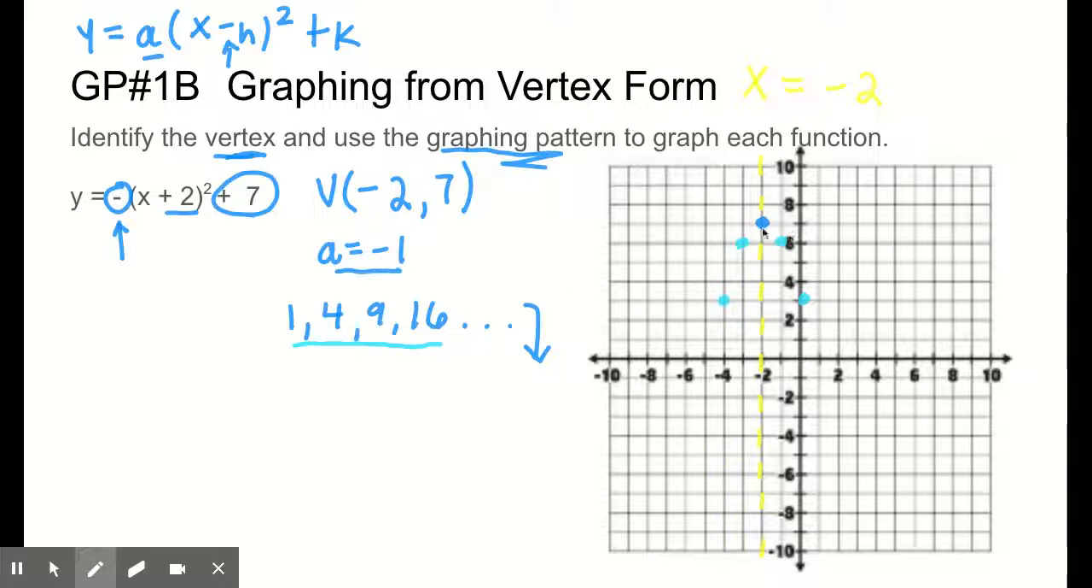Then I'm going to move down 9 and over 3. And lastly, I'm going to move down 16 and over 4. And then I can sketch my parabola.